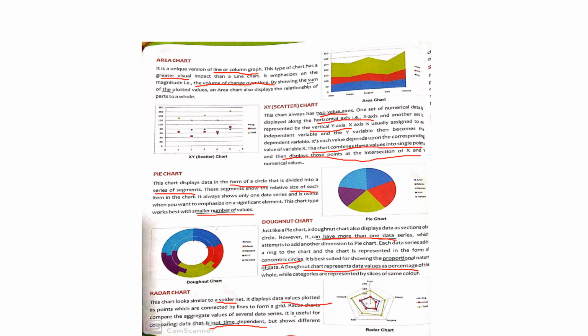Next is the pie chart. This displays data in the form of a chart that is divided into a series of segments. These segments show the relative size of each item in the chart. It means, as you see in the exit polls of the votes, if BJP has got the maximum votes, the slice occupied by BJP in this pie chart will be large in size, and the rest of the others will be small.